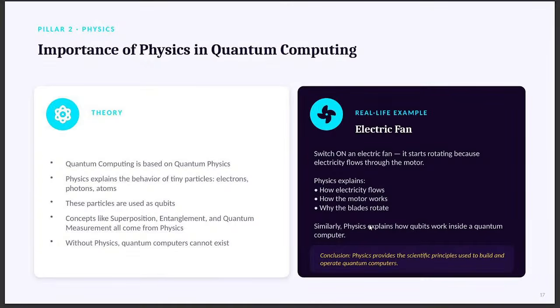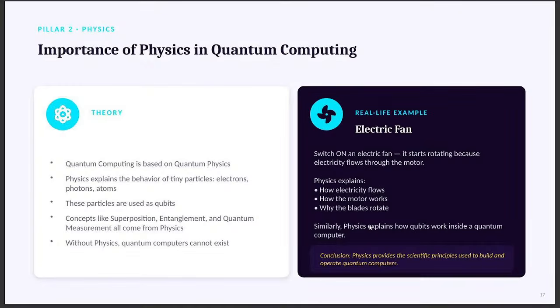So physics is nothing but like a bridge. Quantum computing is completely based on quantum mechanics. That is what you need to understand. Quantum physics explains how tiny particles behave. The tiny particles are electrons, photons, ions, atoms, etcetera. Scientists use these particles as qubits. So physics tells us how qubits behave.